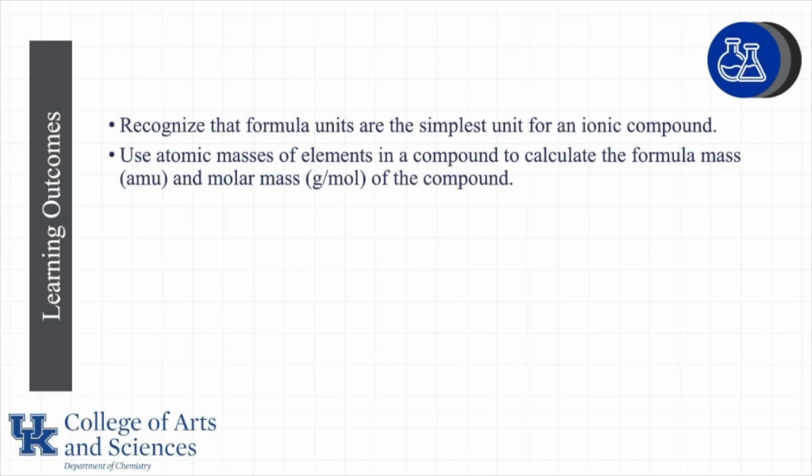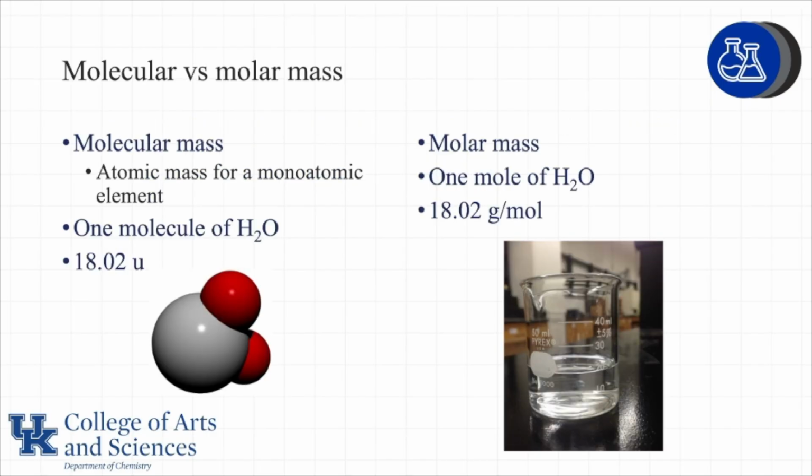In this lesson, we're going to look at how we calculate formula mass and molar mass. Let's look at what we mean by molecular mass and molar mass. Molecular mass, which is also known as formula mass, is about the mass of a single molecule of something. If we have a molecule of water, we can find the molecular or formula mass of that by using the numbers on the periodic table.